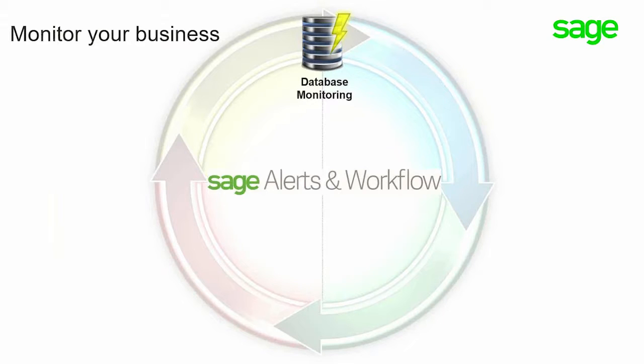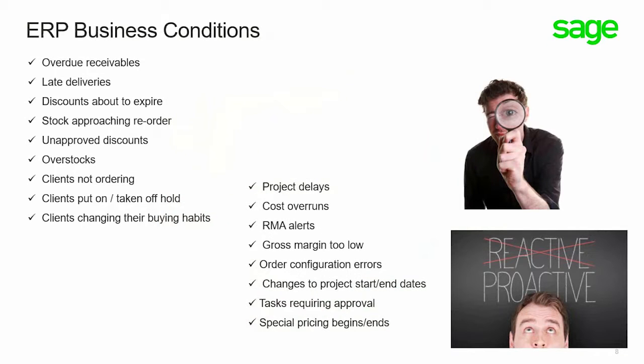Let's now drill down into specifically what Sage Alerts and Workflow can do for you and for Sage 300. Alerts and Workflow starts out by monitoring in an automated fashion your Sage 300 application for any business conditions that are important to you. And that last phrase bears repeating, any business conditions. Some of the typical types of conditions that Alerts and Workflow can monitor and respond to in Sage 300 are listed on the current slide.